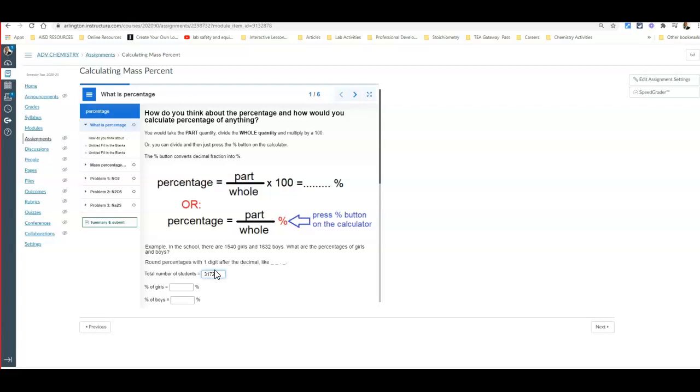In this case, this is going to give you 48.6, because all of them together is 100. Now, to get the percentage of boys, you simply subtract 48.6 from 100. That will give you the percentage of boys, because both of them added together should be equal to 100.